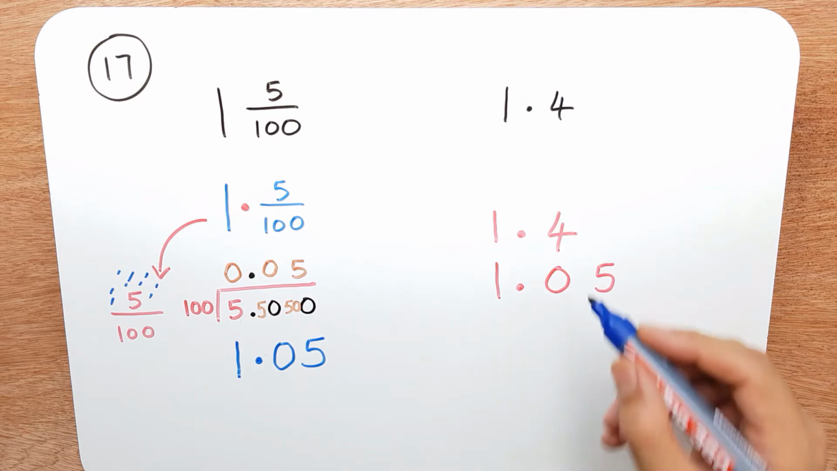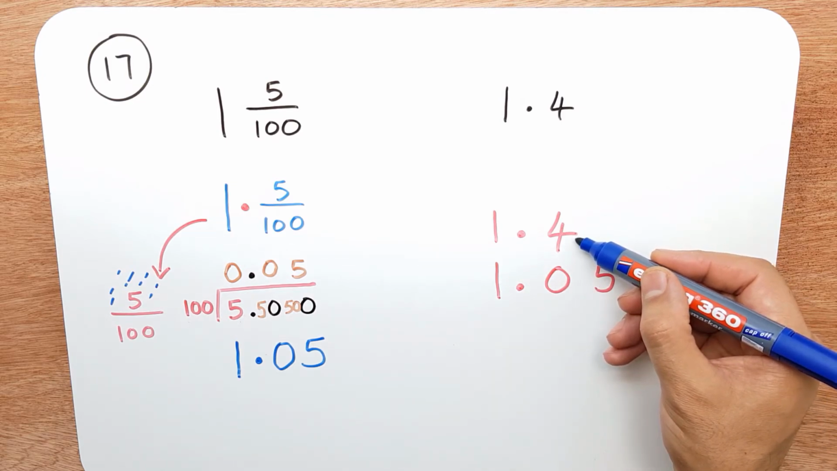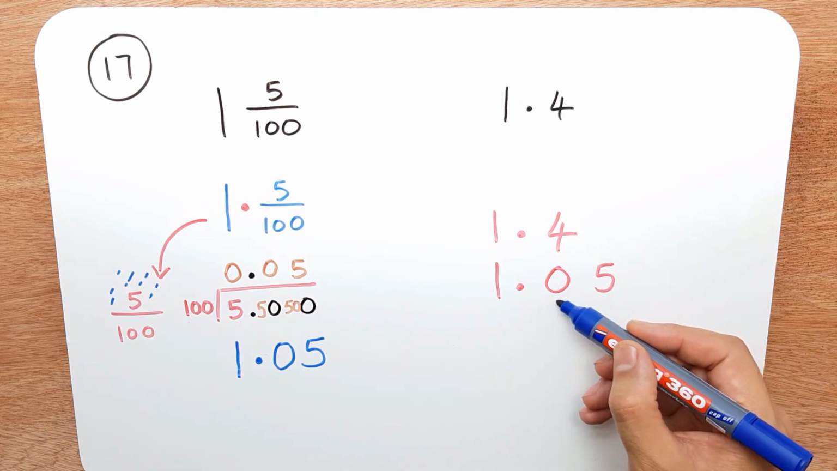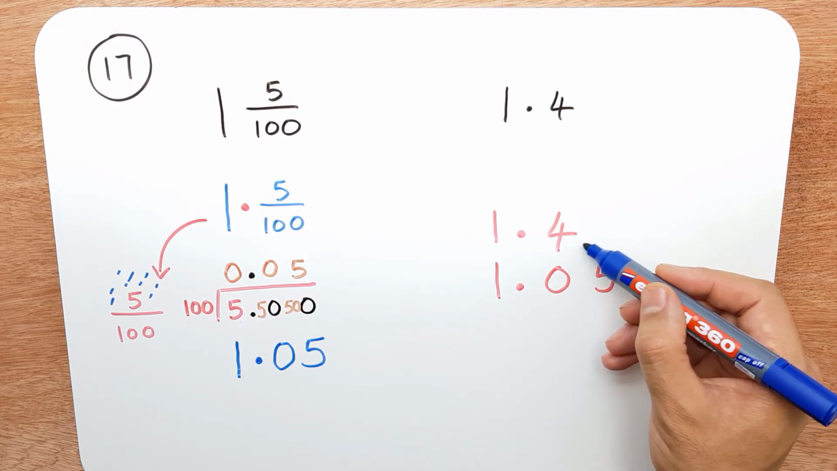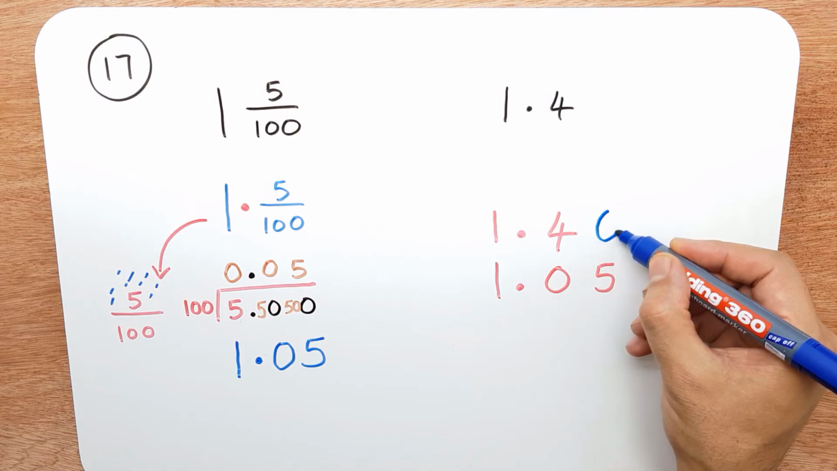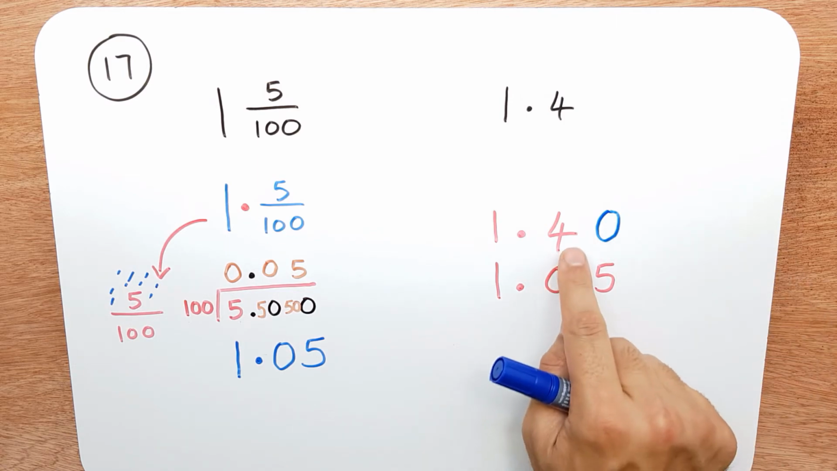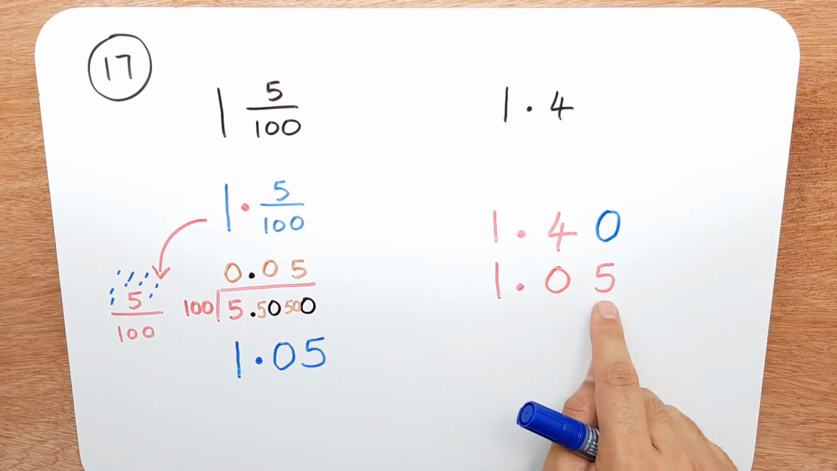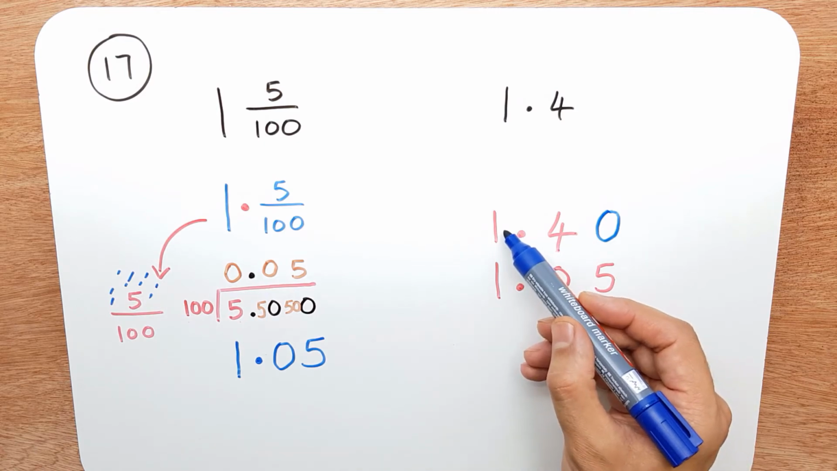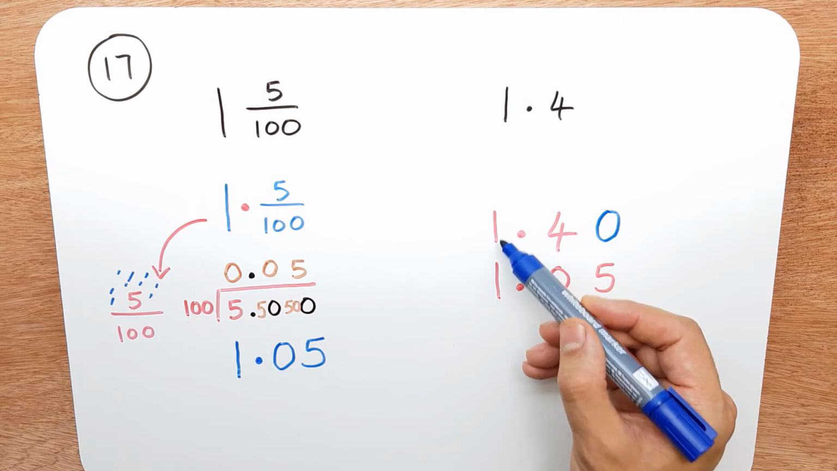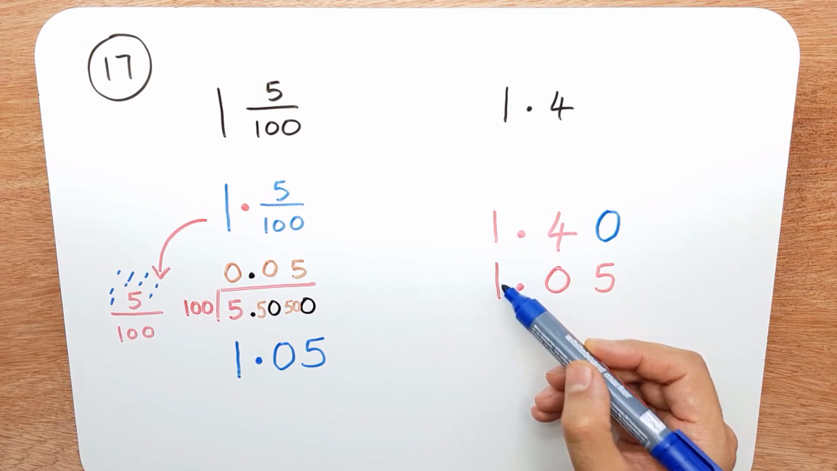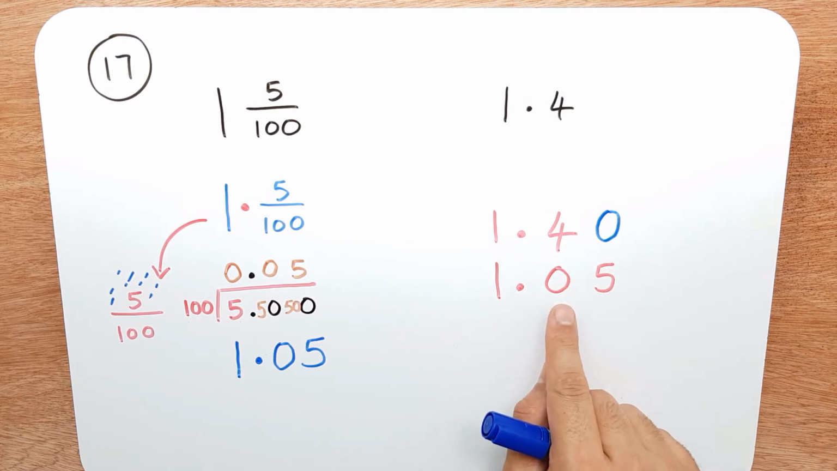Now if I look here, I have 1 decimal place there, but I have 2 decimal places here. So what I can do up here is add a helper 0. So now I have 2 decimal places and 2 decimal places. So as before, I start on the left and I compare this column. So I've got a 1 there and a 1 there. They're both the same. So what I do is I move on to the next column.